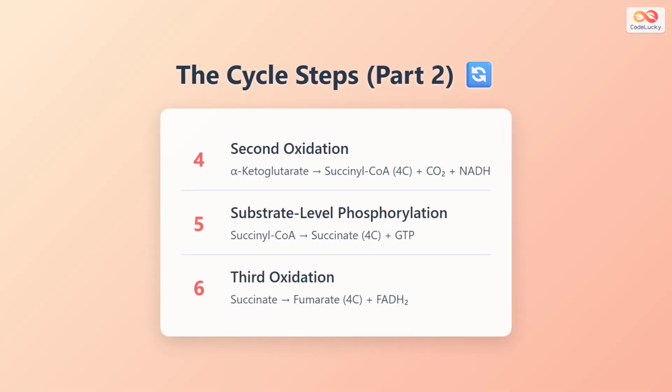Continuing with steps 4 through 6. Step 4 is the second oxidation. Alpha-ketoglutarate loses another carbon as carbon dioxide and produces another NADH molecule, forming succinyl-CoA with 4 carbons. Step 5 is called substrate-level phosphorylation. Succinyl-CoA is converted to succinate and produces GTP, which is equivalent to an ATP. Step 6 is the third oxidation, where succinate becomes fumarate and produces FADH2. Notice how each step extracts a little more energy.